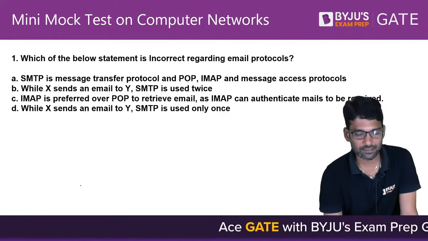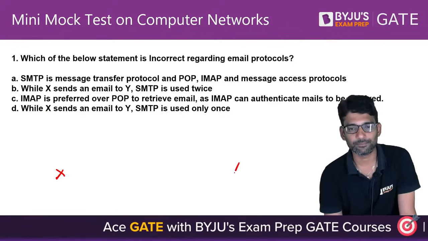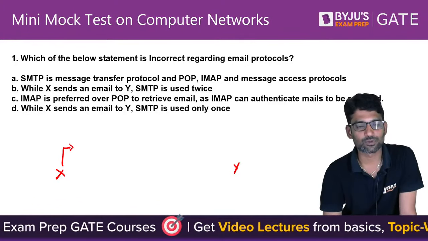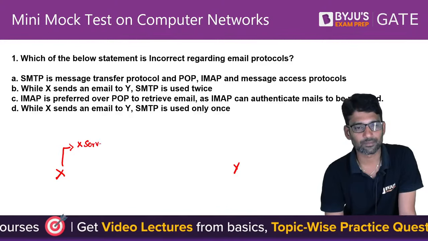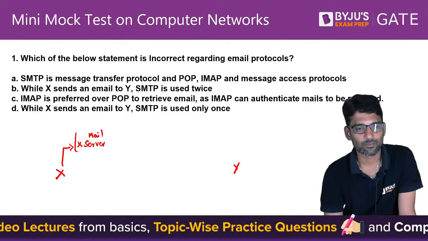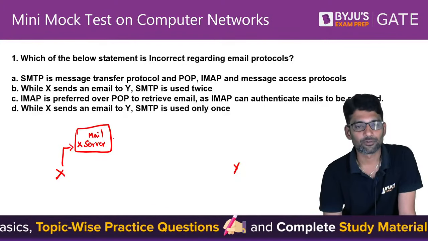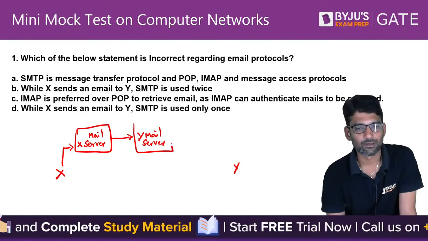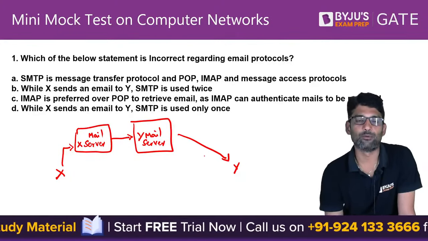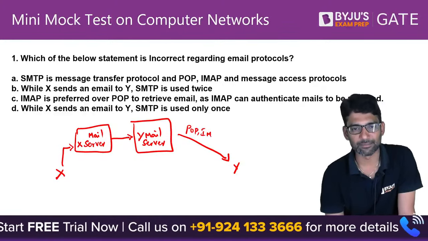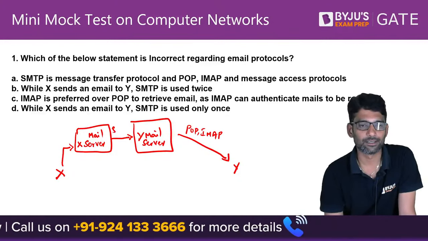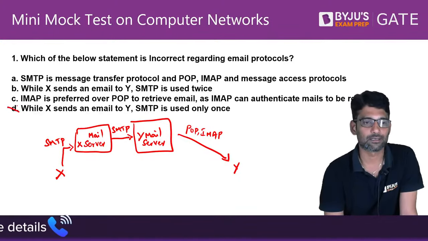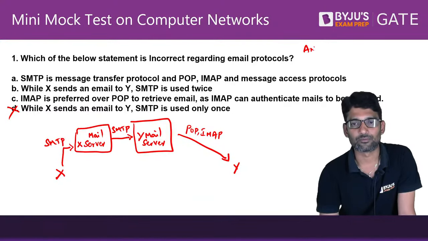While X sends an email to Y, X will send to the X mail server. The email is then transferred from the X mail server to the Y mail server. From the Y mail server, Y will retrieve it. Here POP and IMAP will come into the picture, while there SMTP will come into the picture. So SMTP is used twice, not once. Hence, option D is incorrect. So the answer is option D.